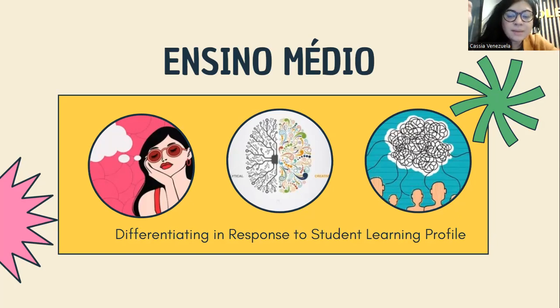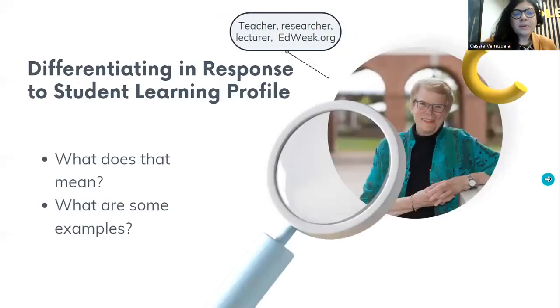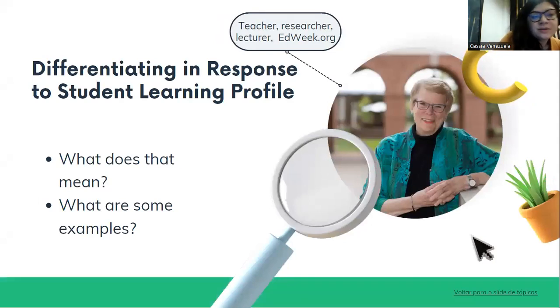So she does talk about learning preferences, and that's okay. Learning preferences, we do have some evidence that shows that that is something that exists, but multiple intelligences, I'm not saying it doesn't exist, I'm saying that there's no scientific evidence, right? So we're going to be looking at what it means to differentiate in response to student learning profile, and we are going to think of some examples together.